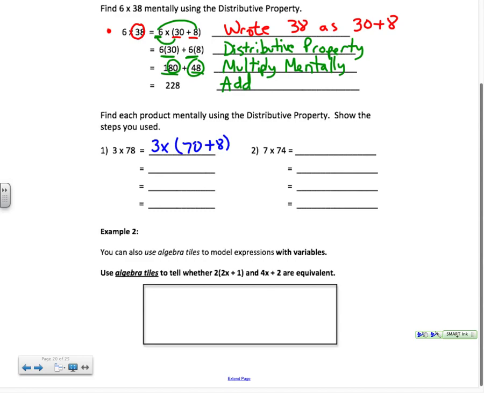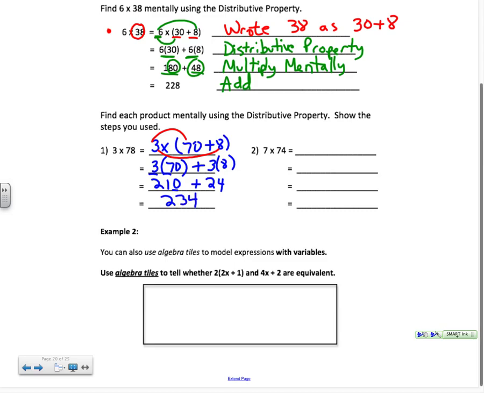Now I'm going to distribute that 3 to both the 70 and the 8. So I'm going to think about this as 3 times 70, plus, I don't want to get rid of that addition sign, plus 3 times 8. Now I should be able to multiply mentally. I know 3 times 70 is 210, because 3 times 7 is 21, and then I have a 0, plus 3 times 8 is 24, and I can add these easily in my head. 210 plus 24 is 234.